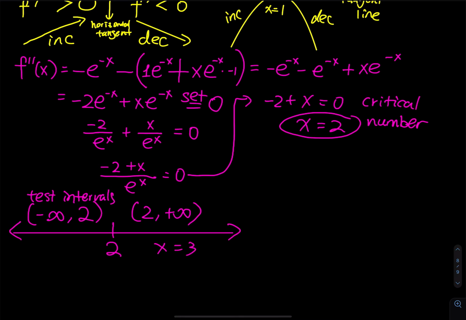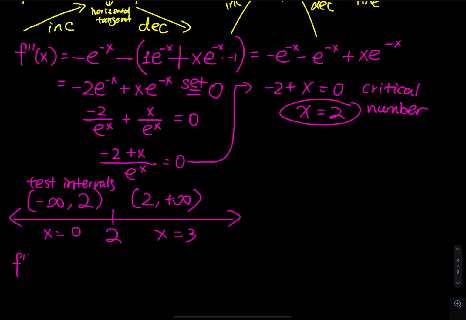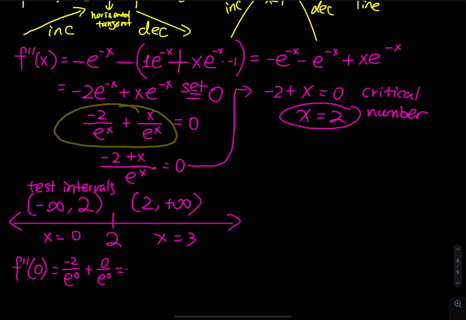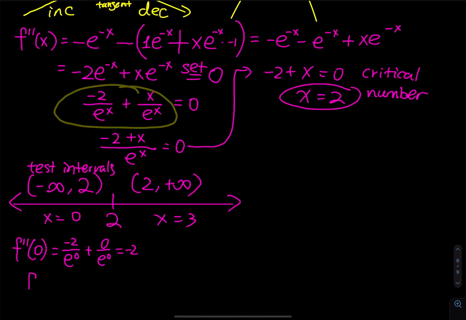I pick a 3, and then this one I pick 0. Pick something easy. So f double prime of 0, what is that equal to? For the double prime, I suggest you plug in 0 into the double prime. We have negative 2 divided by e to the 0 plus 0 divided by e to the 0. So this equals negative 2. So we have f double prime less than 0.